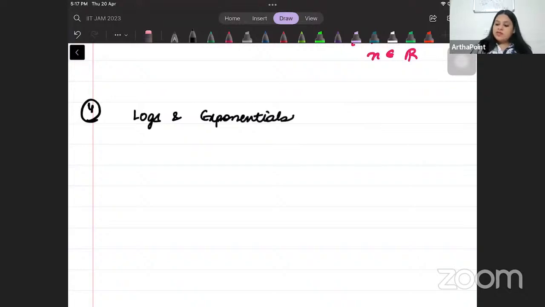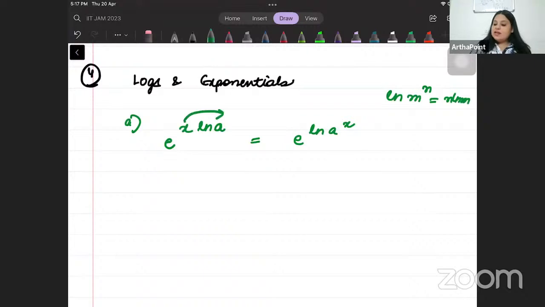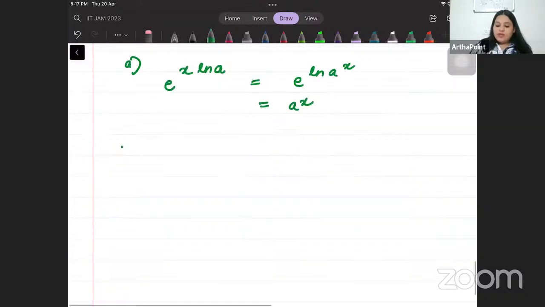In this case, write down the first formula. If you have e^(x ln a), this is nothing but e^(ln a) to the power x, क्योंकि ln m^n को ही तो n ln m लिखते हैं. So I can take this x up with ln. So e and ln can get cancelled out. So this is going to give you nothing but a^x. That's the first formula.